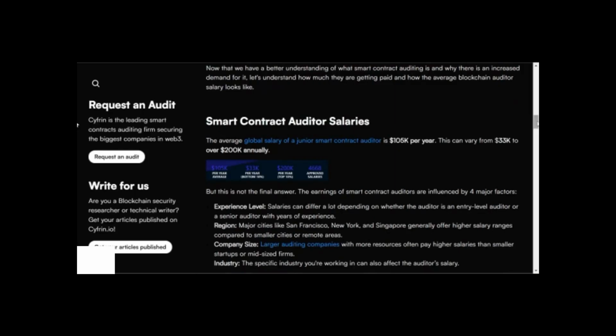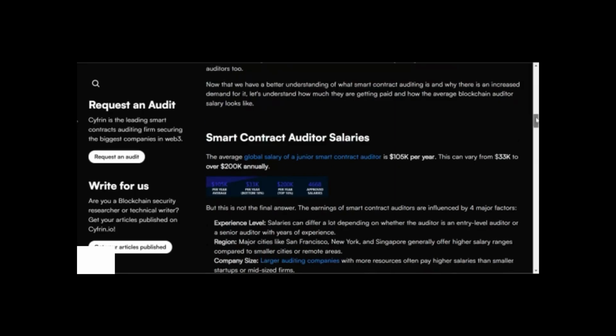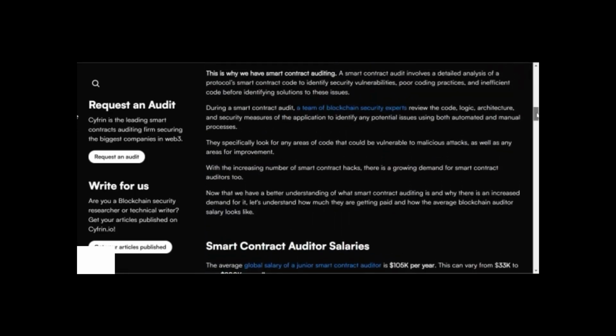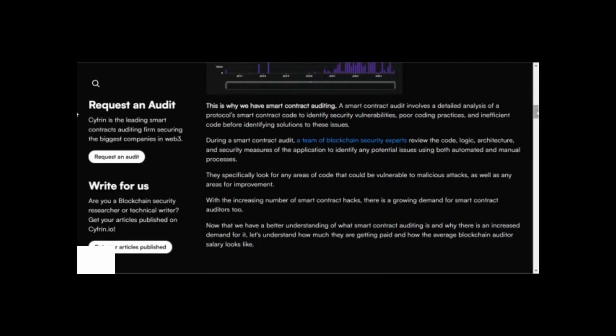In this session, we are going to talk about smart contract auditor salary. But before talking about that, we need to understand what the smart contract audit process actually is. The smart contract audit process is the way of finding vulnerabilities in smart contracts. And a smart contract is a set of code that is written and deployed onto the blockchain. So most or all of the DeFi platforms out there work based on smart contracts. So it's really important to understand that.